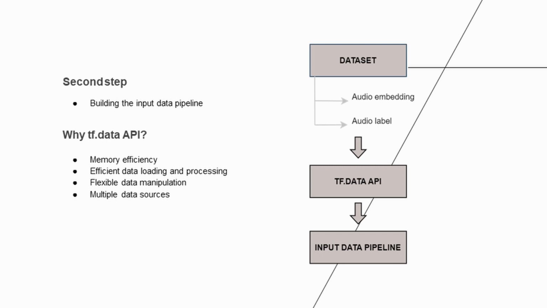Our dataset was constructed in such a way that we obtained a few pairs of embedded and labeled audio files. Together with our dataset and the TF Data API facilities, the input data pipeline was created. Some of these facilities are memory efficiency, efficient data loading and processing, flexible data manipulation, multiple data sources. In this way, we have obtained the training, validation, and testing dataset.